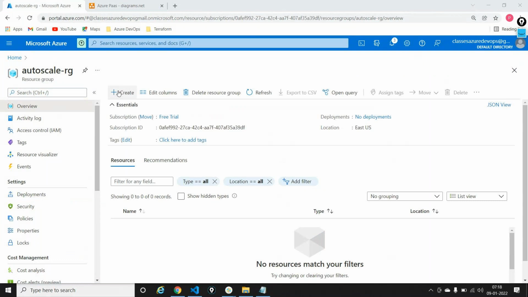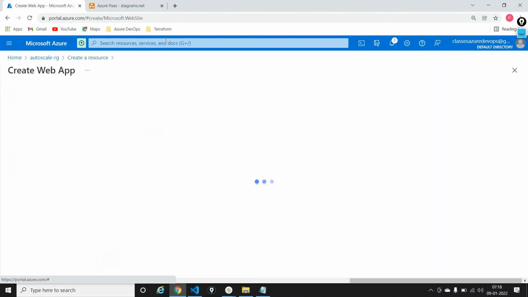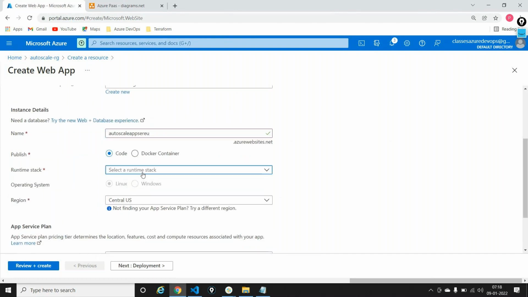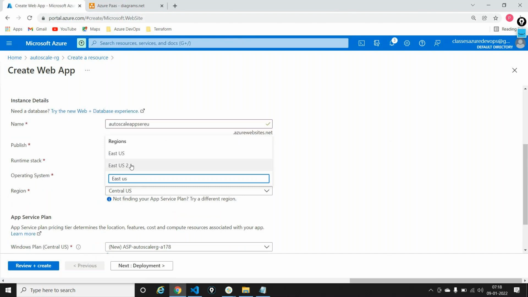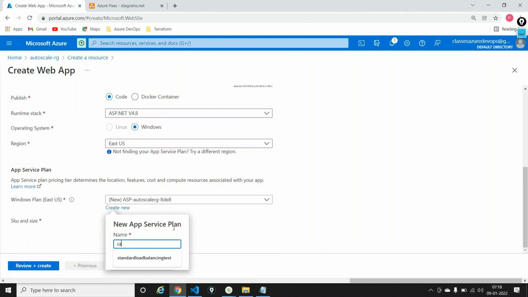And let me go ahead and create the app service. I'll say create, and name it scale app service East US, just giving a unique name. Then taking the runtime stack here. I'll say this is East US, and I'll create a new plan here called sample plan 1.